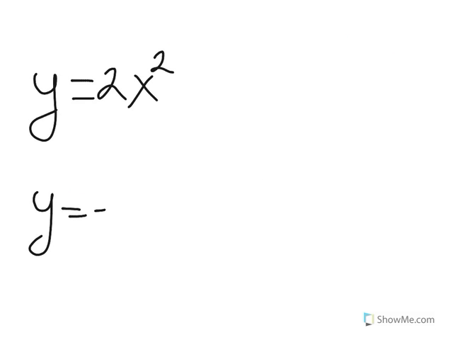Since my a is greater than 1, it's going to be a min, and my minimum is going to be at 0. Axis of symmetry is at x is equal to negative 4.